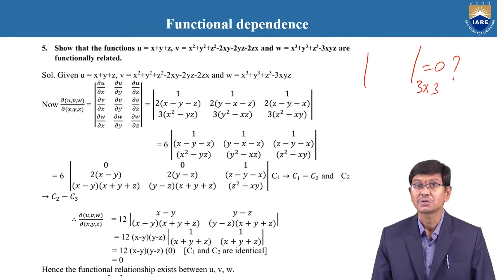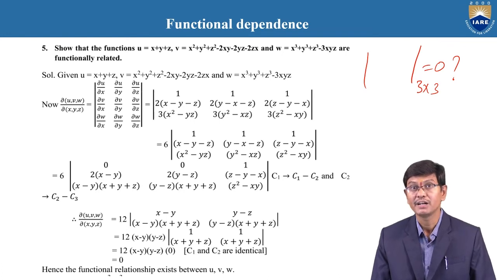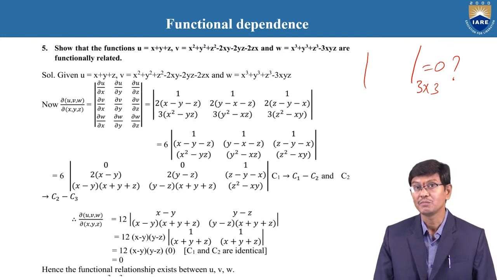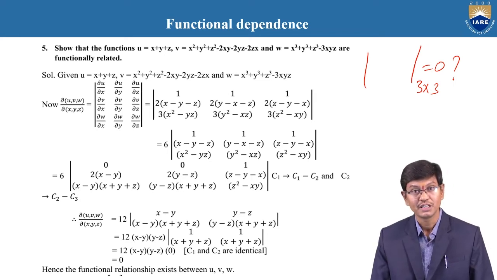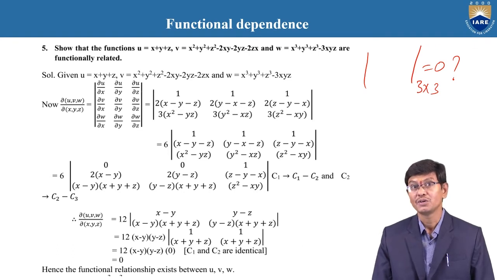And once we need to check the dependence and independence with the help of u, v, w. Therefore, that is ∂u/∂x, ∂u/∂y, ∂u/∂z, ∂v/∂x, ∂v/∂y, ∂v/∂z, and ∂w/∂x, ∂w/∂y, ∂w/∂z.